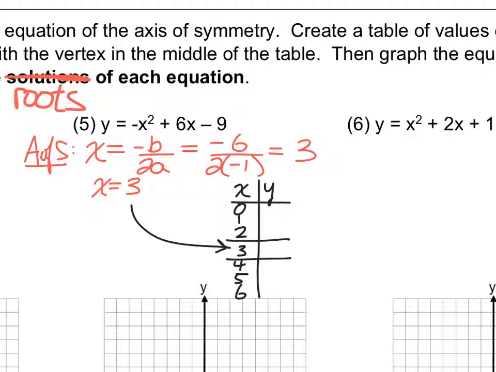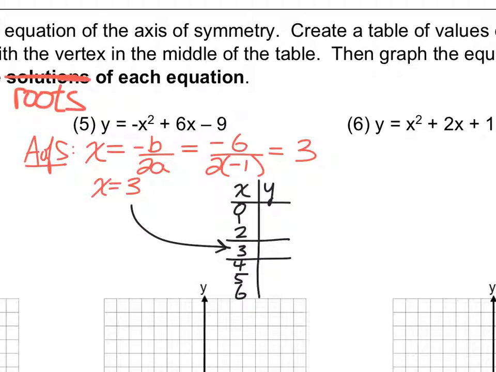So let's get our equation in. Y equals negative x squared plus 6x minus 9. All right, I'm going to go into my table, and I'm just going to align it with the values that I have here. So you may wonder why I like 7 values.